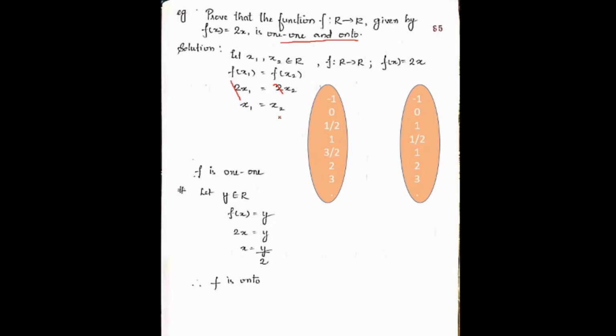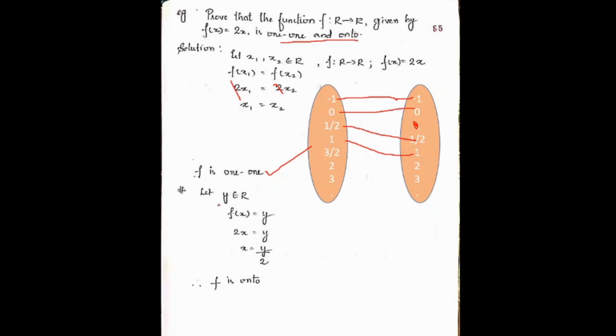Let us check how it is one-one. Minus 1 equal to minus 1, 0 equal to 0, half equal to half, 1 equal to 1. So I guess like this all the elements will have images from this R to this R. Yes. So f is one-one.